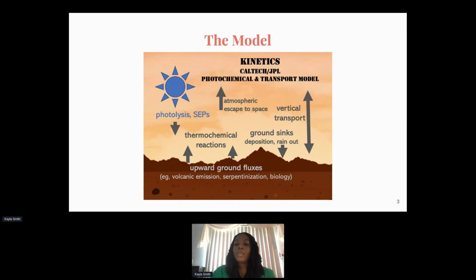We can look at thermochemical reactions, ground sinks such as deposition and rainout, atmospheric escape to space, and then upward ground fluxes such as volcanic emission, biology, and things of that nature. And so the model is a 1D photochemical model, so we can only see things vertically, but I will bring in the 2D photochemical model talk here in just a second.